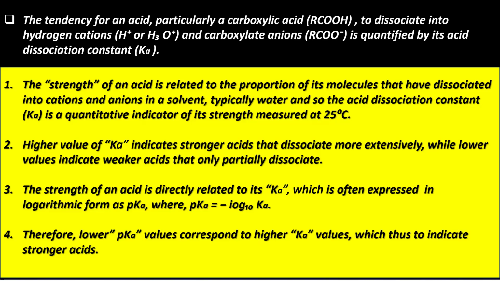The strength of an acid is directly related to its Ka, which is often expressed in logarithmic form as pKa, where pKa equals minus log Ka. Therefore, lower pKa values correspond to higher Ka values, which thus indicate stronger acids.